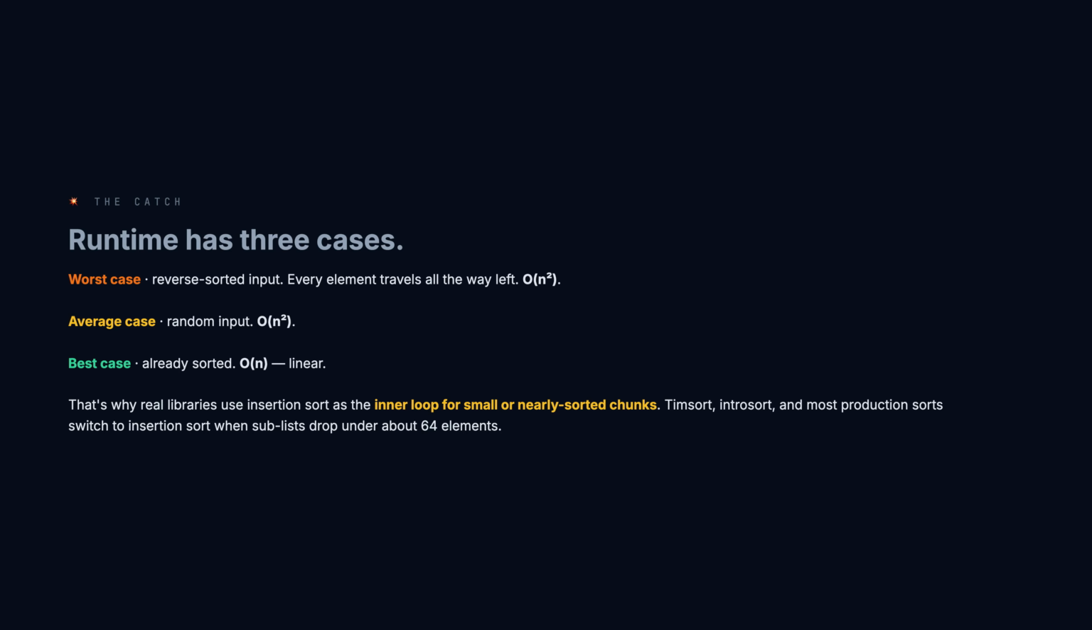Here is the nuance that makes insertion sort interesting. Worst case, reverse sorted input. Each new element has to travel all the way left. O of n squared, same as bubble. Average case, random input, still O of n squared. Best case, already sorted input, O of n. Linear. That is why real libraries use insertion sort as the inner loop for small or nearly sorted chunks. Tim sort, intro sort. And most production sorts switch to insertion sort when the sublist is under about 64 elements.